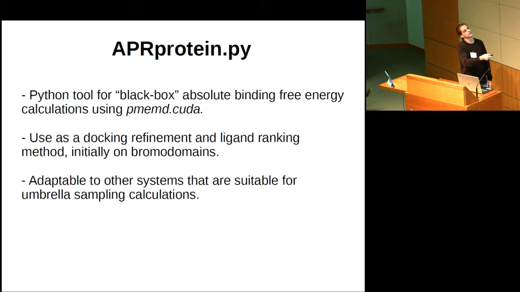And also, you probably can adapt that to other systems that are suitable to these umbrella sampling calculations. Mostly you can use the dummy atoms if the protein is not too large and it's not going to move around too much. And also the ligand should be exposed to the solvent, so you can just pull it out.